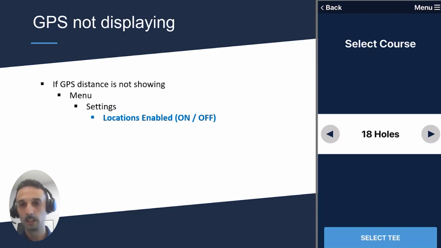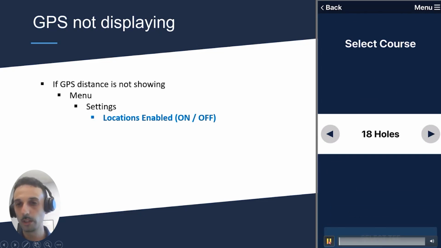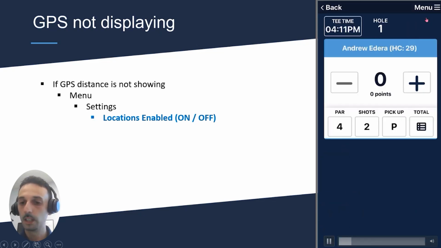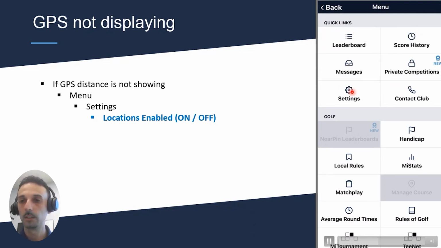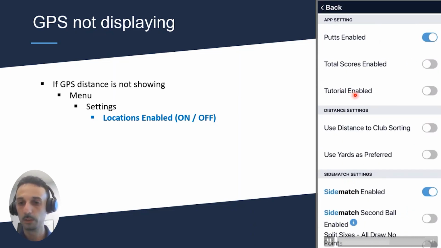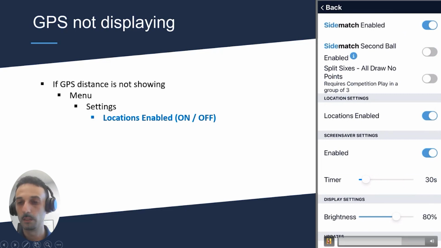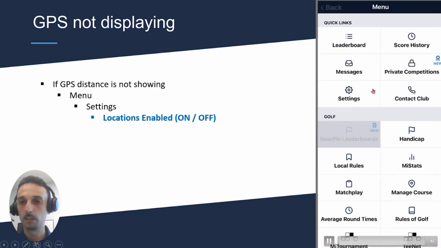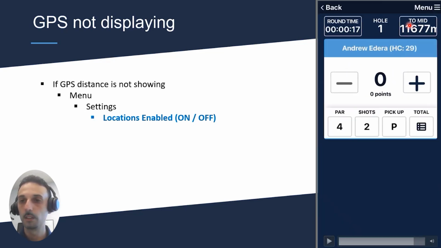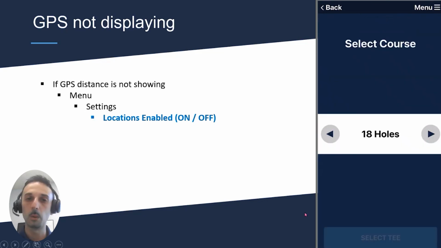And then we have GPS. Yeah, this one, there's a few parts to this. So the first part, if a player is on the scoring screen and they can't see any distance here, which is where it would appear, the first thing to do is to go to the menu, and then settings, and scroll down until you see locations enabled. Switch that on. Once that's switched on, go back to the scoring screen, and you should have your distance there. And once you press on it, it should bring up the satellite map. Okay, so that's part one.